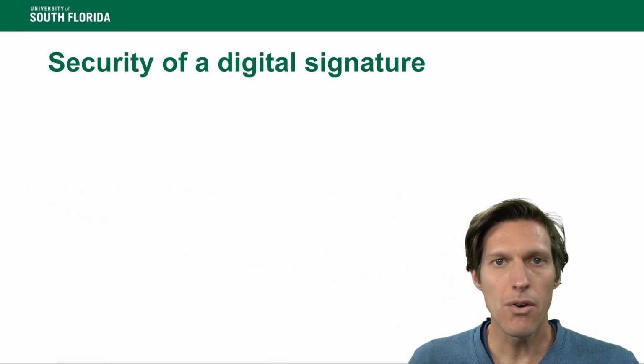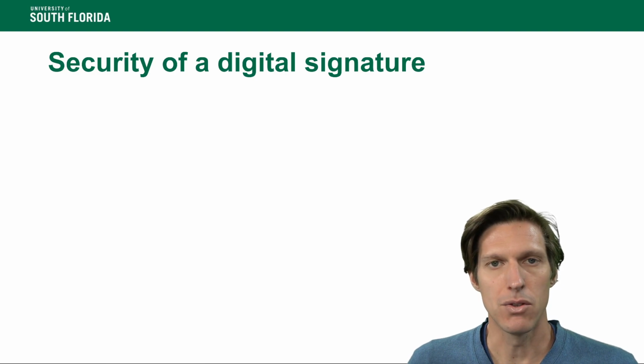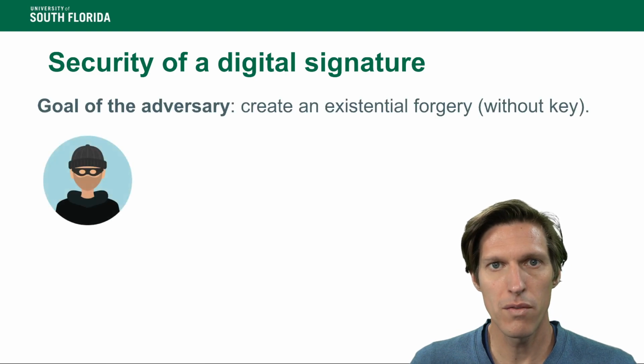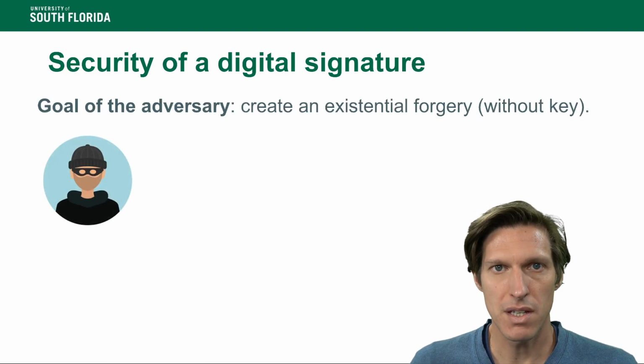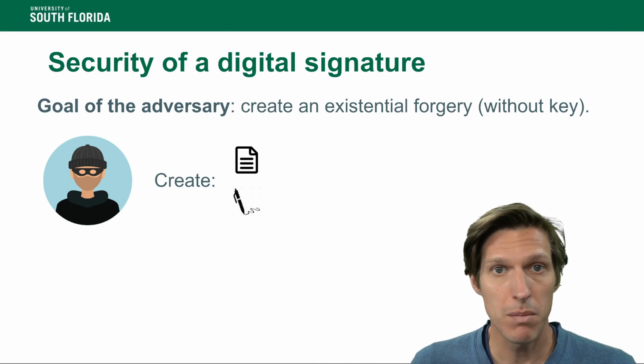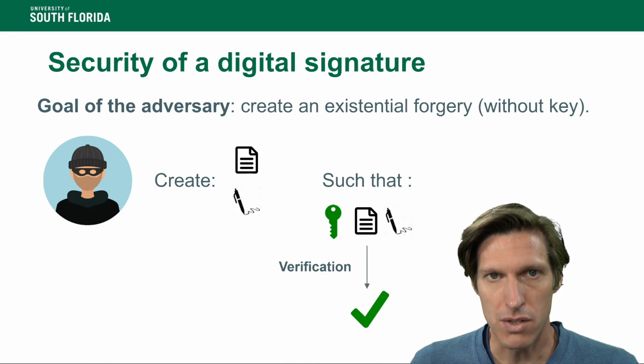Now, the notion of security of a digital signature scheme is essentially the same as that of a MAC, in the sense that the goal of the adversary is to create an existential forgery, so create a valid message-signature pair without having the secret key. Now they have the public key, just not the secret one. With the MAC, of course, they had no key. So they need to make sure that this message with the signature satisfies the verification step with the public key.